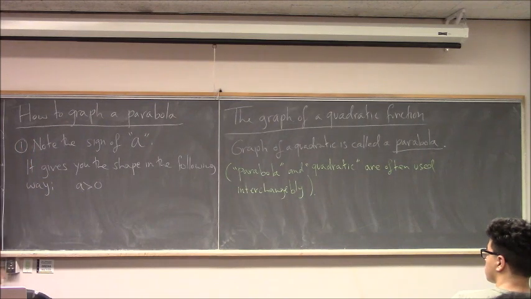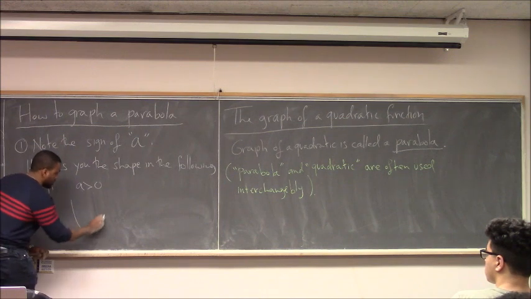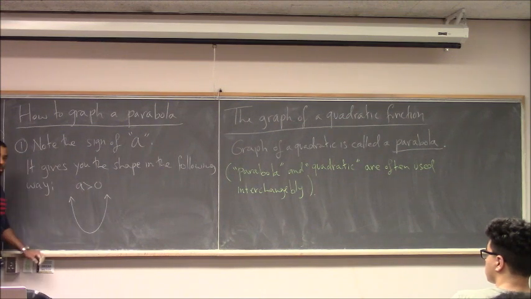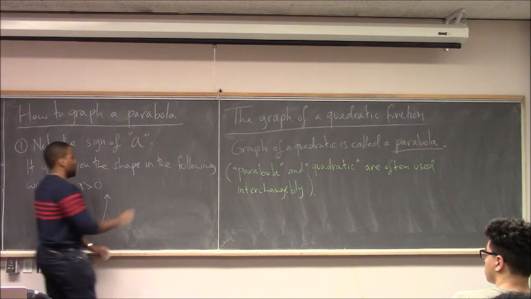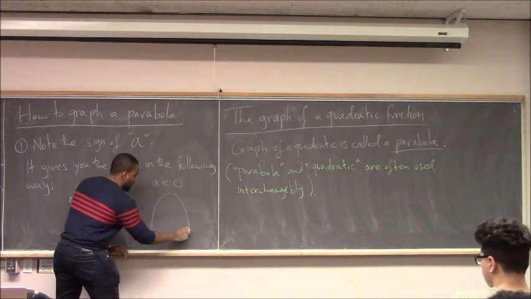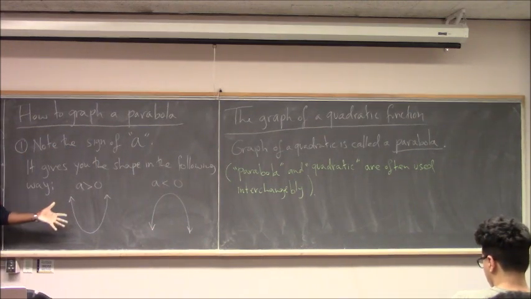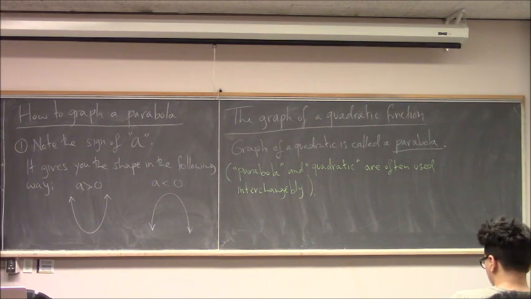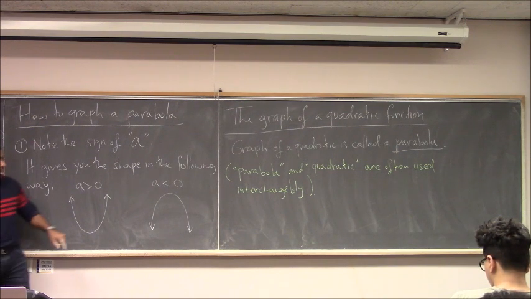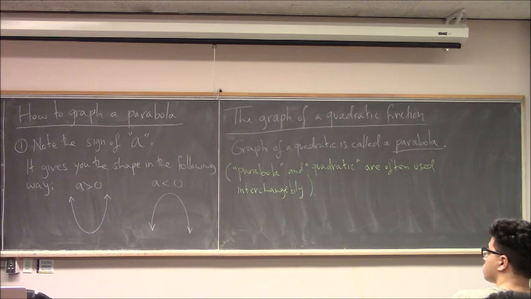If A is positive, the shape of the graph is going to look like this. If your A is negative, the shape of the graph is going to look like that. So once you look at a quadratic equation, you should automatically see a certain shape in your head. If the number in front of the x squared is a positive number, that's going to be what the picture is going to look like. If the number in front of the x squared is a negative number, that's what it's going to look like. It's always going to be one of these two shapes, right?